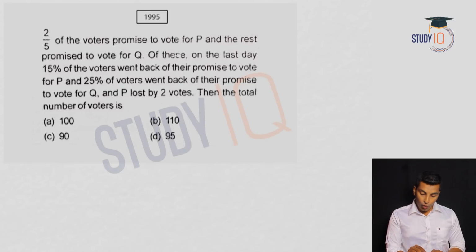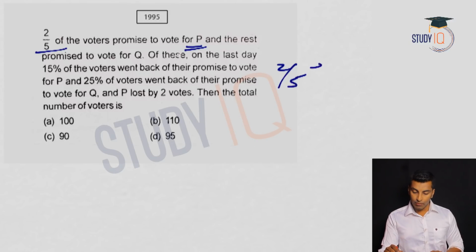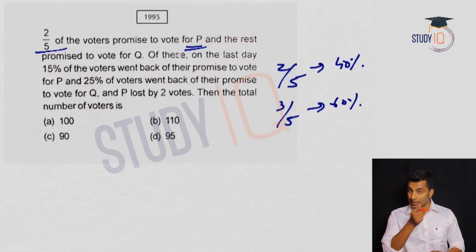Now how will you solve? 2 by 5 of the voters promised to vote for the first person and the rest promised, that means 3 by 5. So what is 2 by 5 in terms of percentage? 2 by 5 means 40%, 3 by 5 means 60%. So you just need to multiply with 100, so you'll get it in terms of percentage.